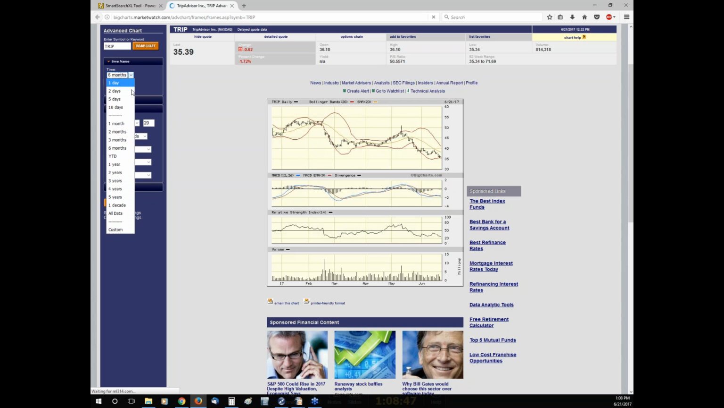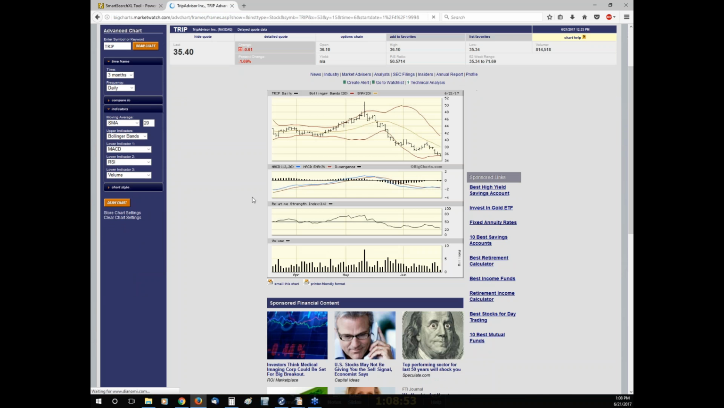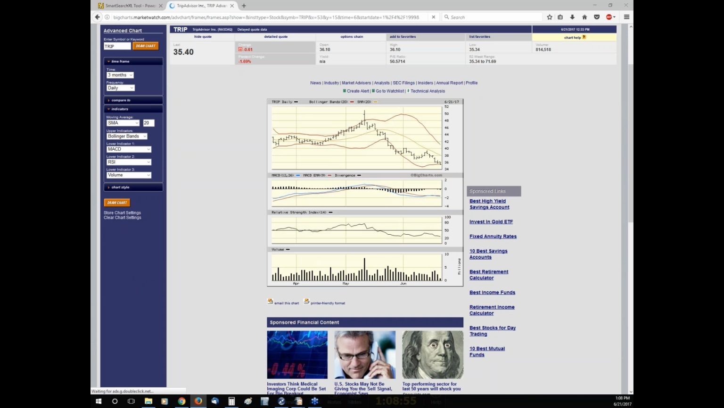I'm going to go to a 3-month chart to make it easier to read. Okay, a little bit more definition there. But I'm keeping the Bollinger Bands, MACD, and more. All right. So here's the Bollinger Band.